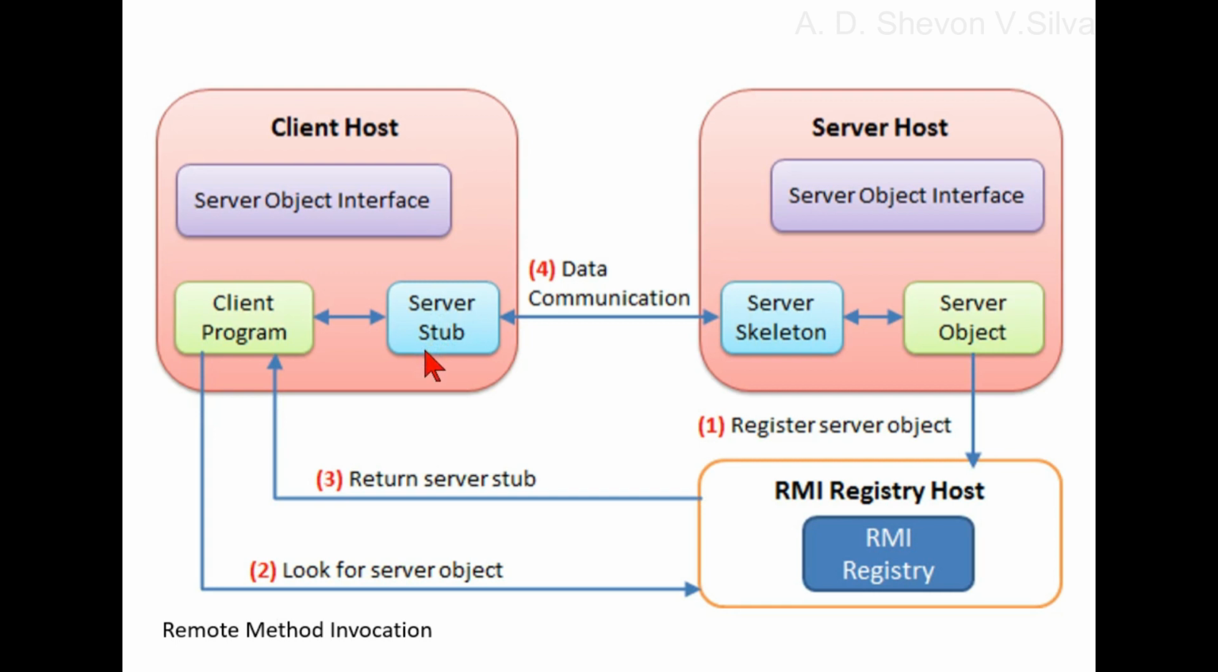The client stub calls this method on the server skeleton. So the skeleton receives this request and communicates with the software on the server. Then it receives the response and sends this response to the client stub.